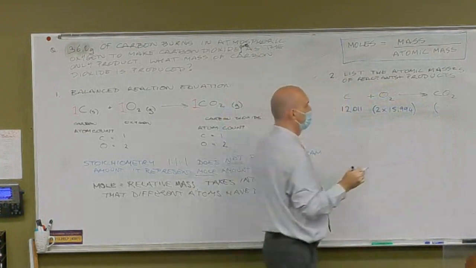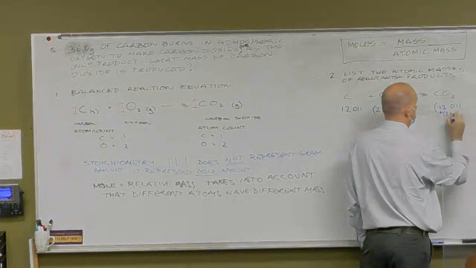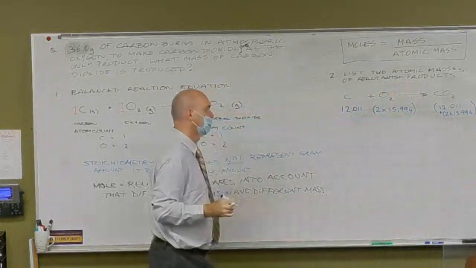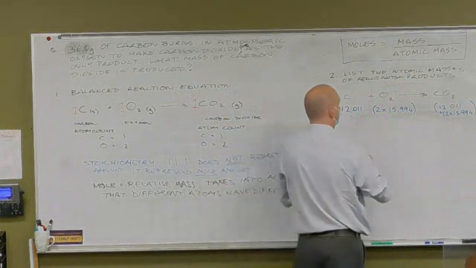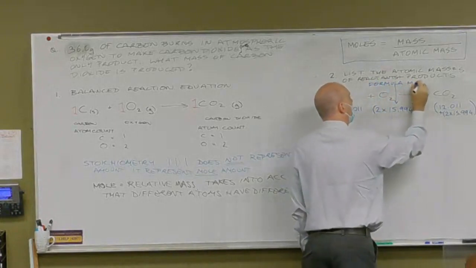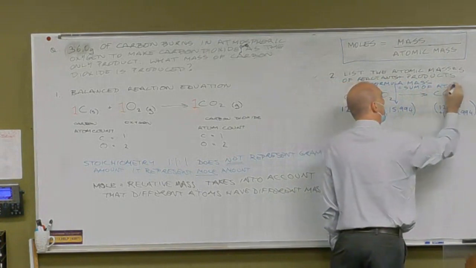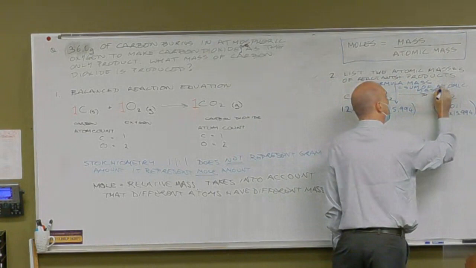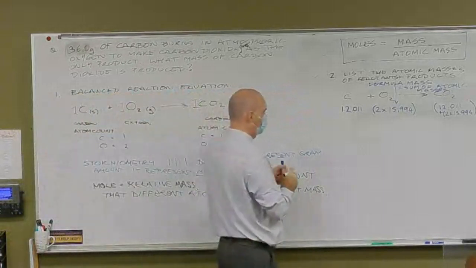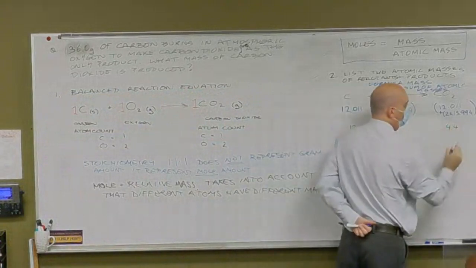And then for the carbon dioxide, I have 12.011 and 2 times 15.994. This, where you add the atomic masses together, is called a formula mass. The formula mass is the sum of the atomic masses. Look at what's in the chemical formula and just add the atomic masses together. So this is a 12, this is a 32, and that's a 44.